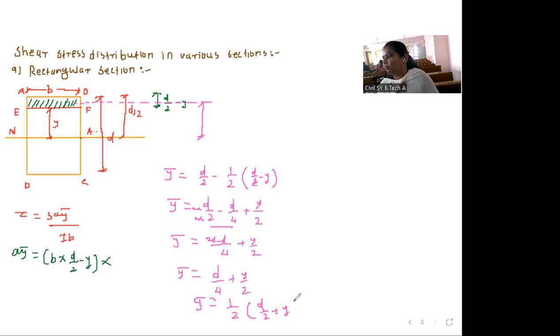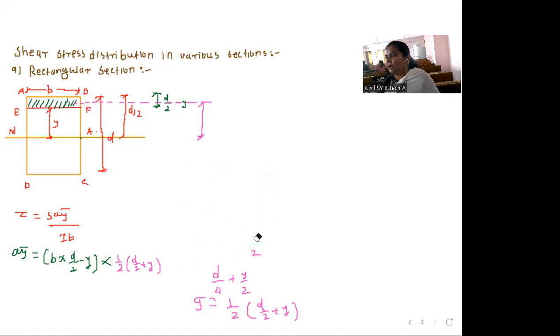D by 2 plus y. So this is the y bar distance, from this to this. It will be 1/2 of d by 2 plus y. So this is the y bar distance. Now we will calculate A y bar.